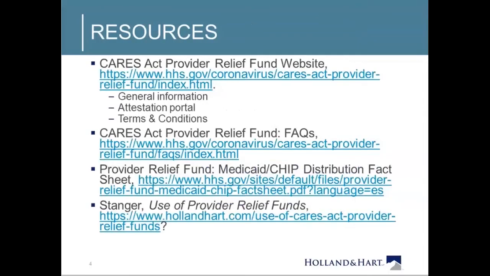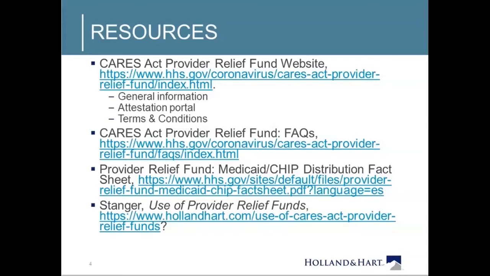As far as resources, the best resource out there, and about the only thing that we've gotten from the government, is their website dealing with the Provider Relief Fund. The website's right up there. It's got the general information you might need. It contains the attestation portals that you need to use in order to attest to the receipt of the funds. It also contains the links to the terms and conditions, and the frequently asked questions that the government is publishing and periodically updating.